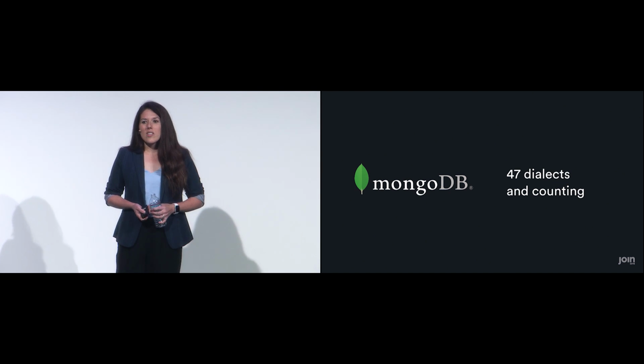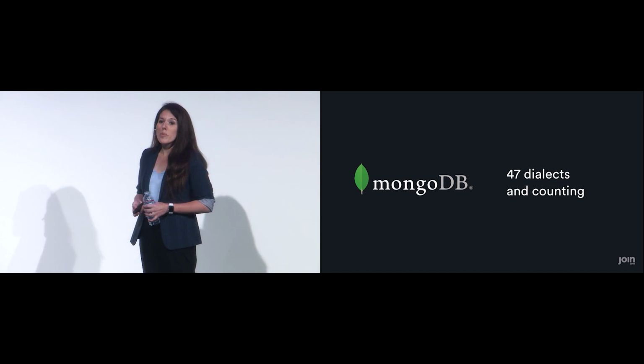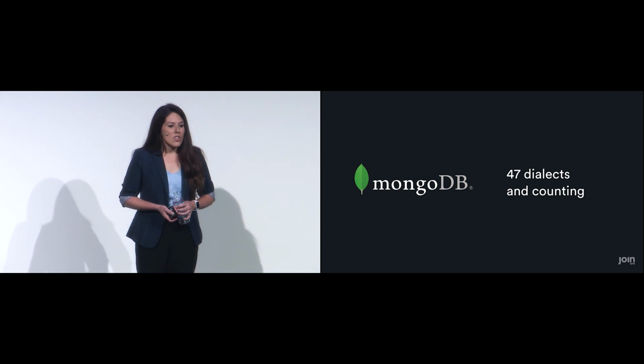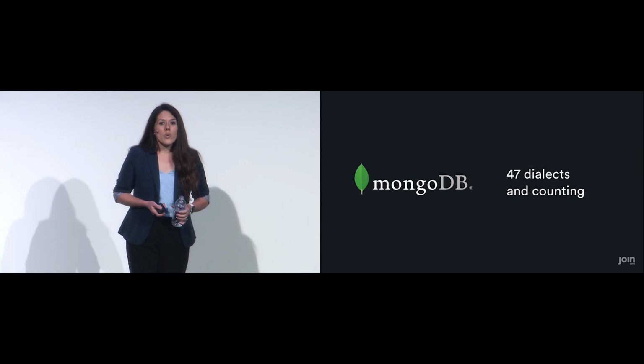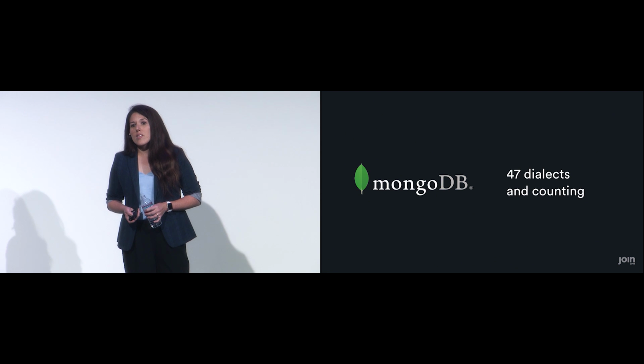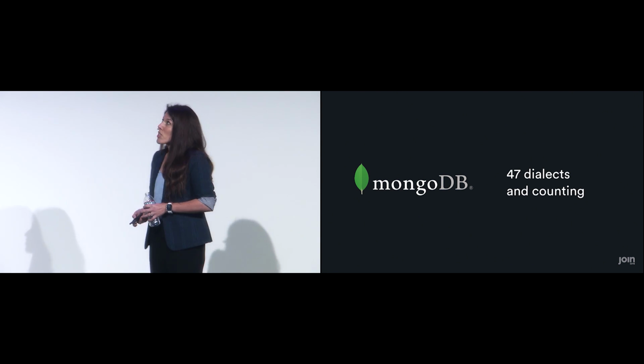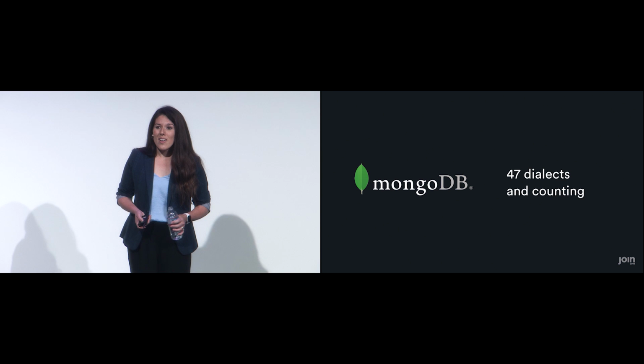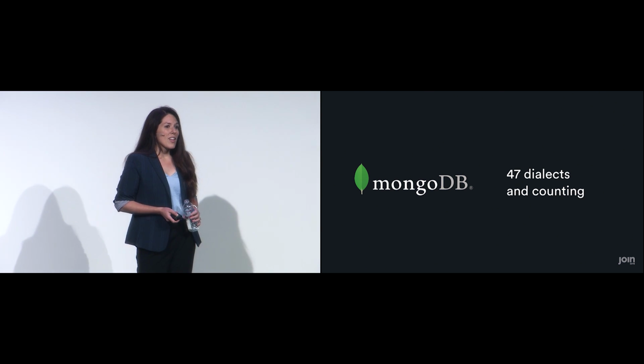Coming to Looker 6 will be LookML support for MongoDB. MongoDB has over 30 million downloads and is one of the most popular application databases. Looker currently supports 47 dialects and counting, and we're excited to add MongoDB to that list.